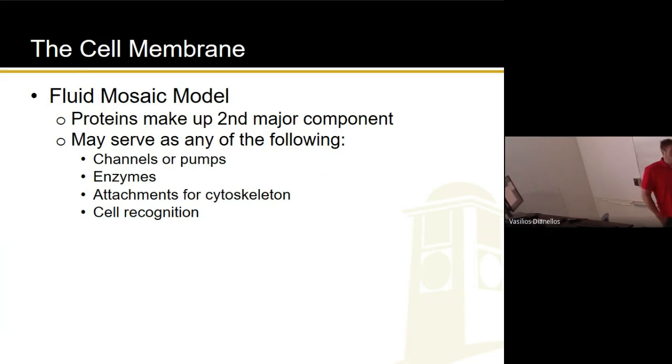They serve as channels or pumps, because again, when we're talking about allowing things in and out of your cells and controlling what comes in and out of your cells, you're going to need channels or pumps to do that. So as far as this conversation is concerned, that's the most important bullet point, because we're going to come back to that.